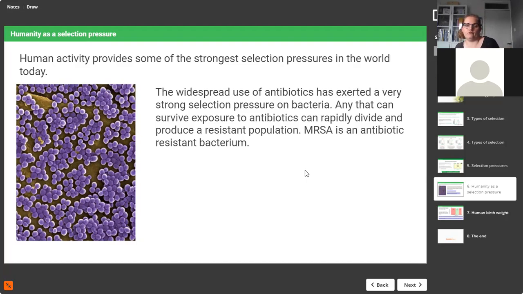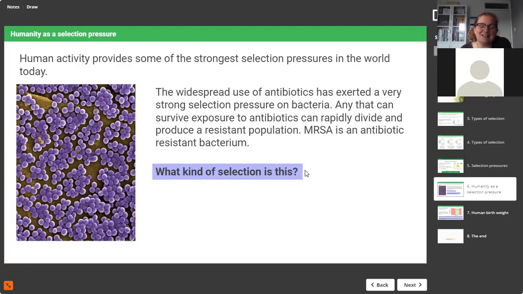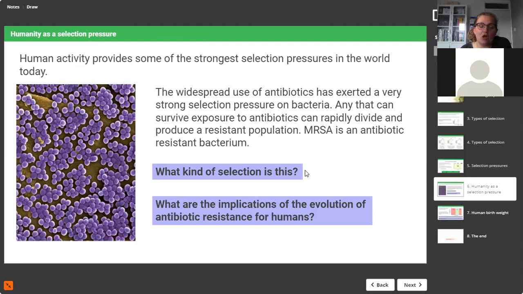They divide and produce populations quickly. So any that are resistant really produce quickly. So MRSA is an antibiotic-resistant bacterium. So what kind of selection is this? It's going to be disruptive. Okay, it's going to go towards one direction. It's going to go towards the antibiotic-resistant bacteria.